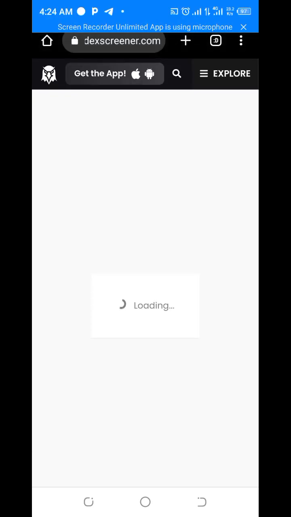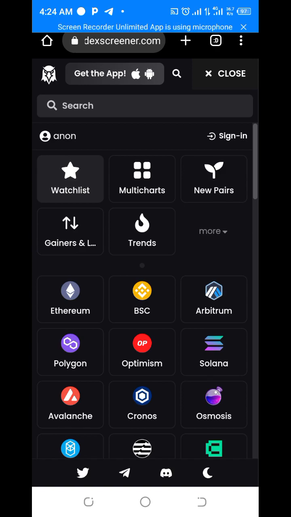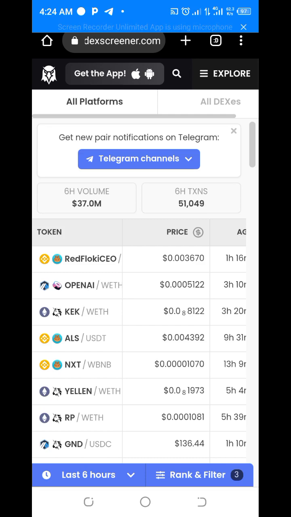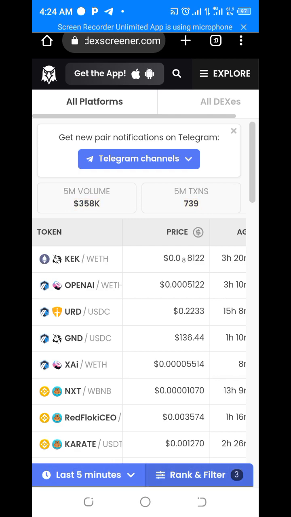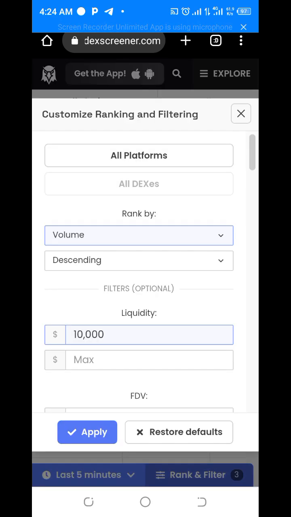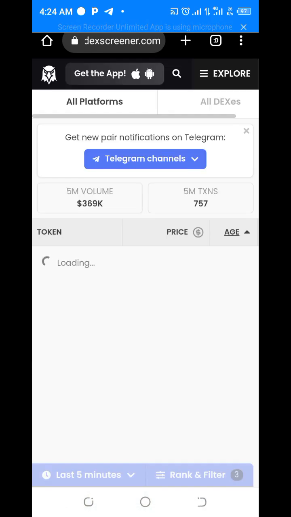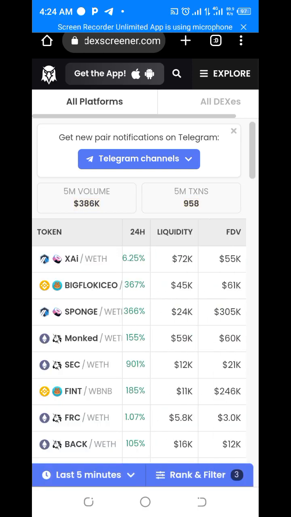Here we open our Dex Screener. We're going to dive right down to the newly created Base tokens. Now let's look for the newest token. I set this to ascending and check the liquidity to 10, because these are newly created tokens. Now let's look at this first token here.